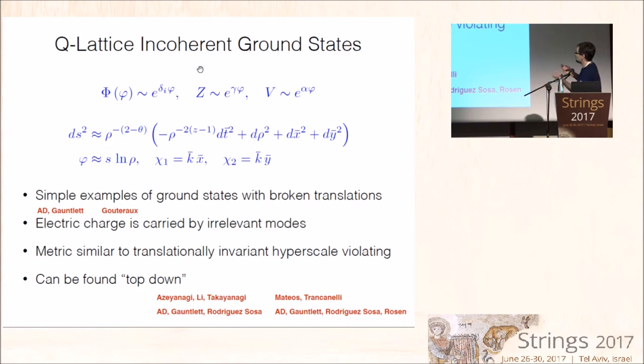But of course there are now these linear axions running in the background of the system, and these ground states now actually break translations. So it's not really the same physics as the hyperscale violating solutions, and it allows me to probe physics when translations are broken very strongly.